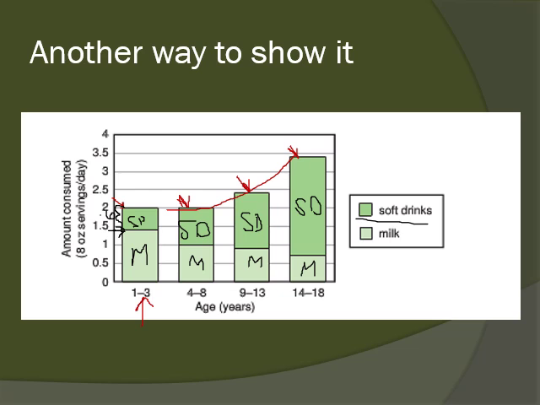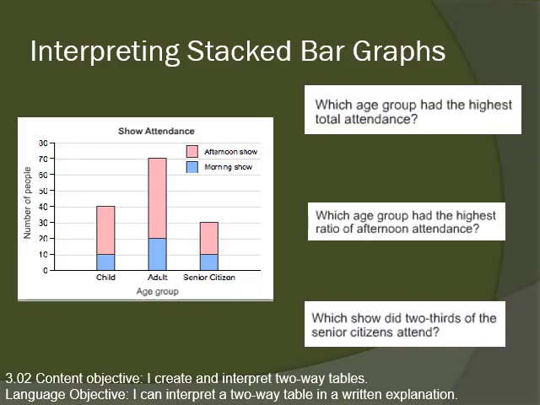You can really tell, oh wow, this soft drink is far larger than the milk down here. Whereas here you can see, oh, 4 to 8, they're roughly the same. So there are some drawbacks, some good things, but this is called a stacked bar graph, because they're stacked on top of each other. So let's look at interpreting it.